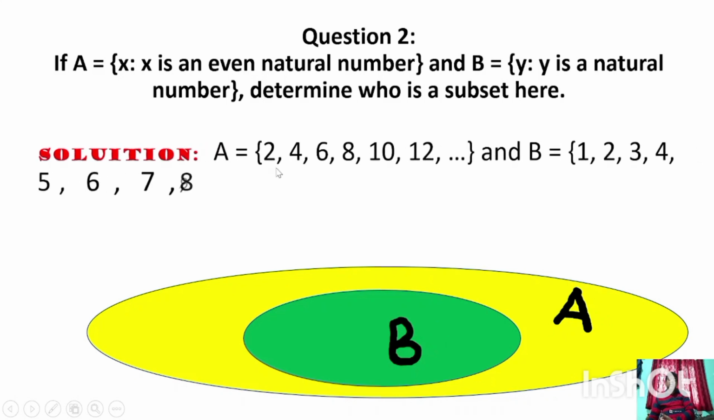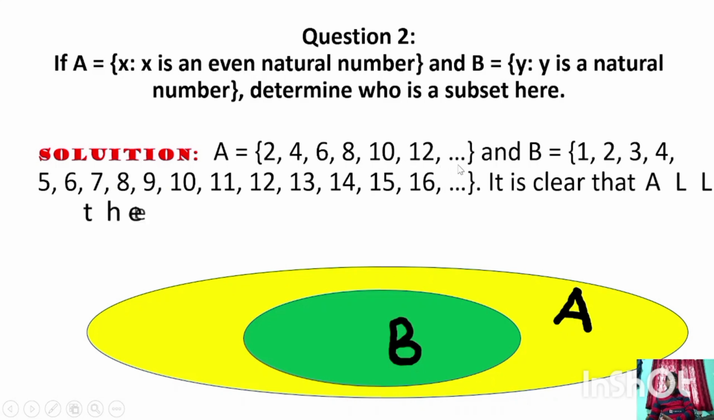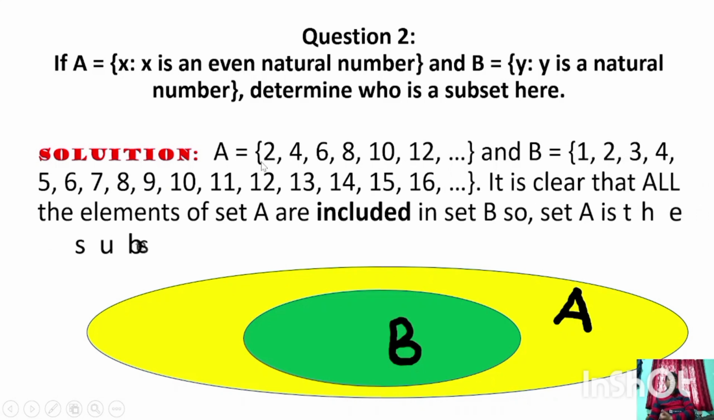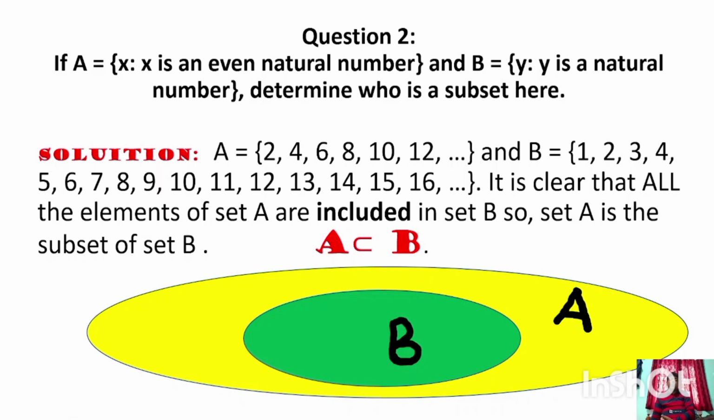Okay, here the set A is 2, 4, 6, 8, etc. The set B is equal to 1, 2, 3, 4, up to etc. See clearly that all elements of the set A are included in the set B. So the set A is the subset of B. Yes or no? Look here.